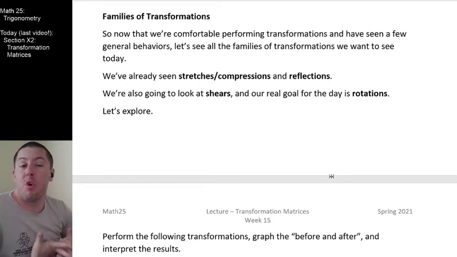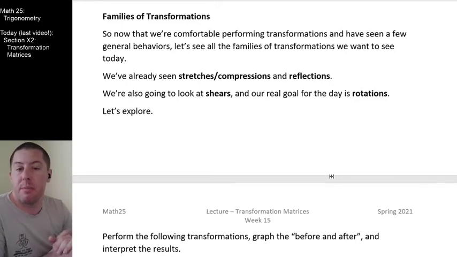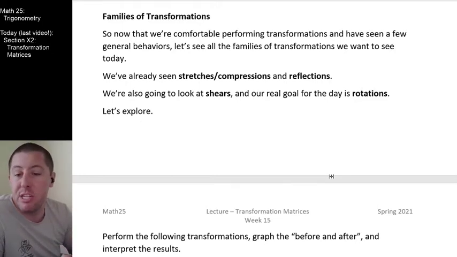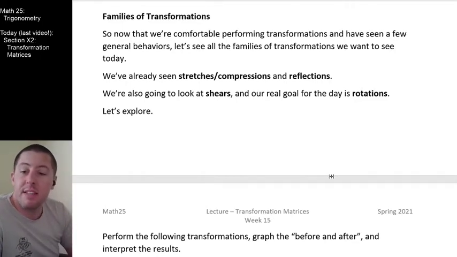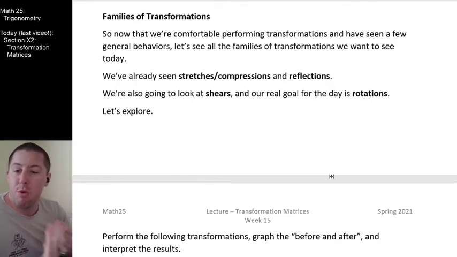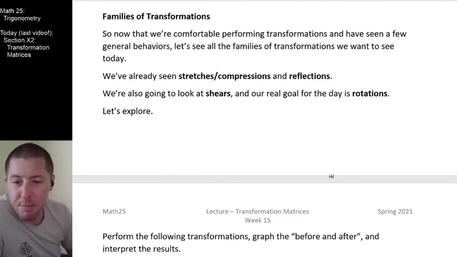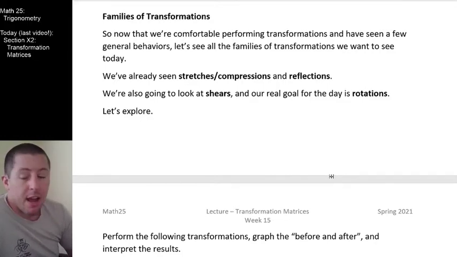So now that we're comfortable performing these transformations, we've seen a few general behaviors. Let's see all the families of transformations that we want to see today. There are some other ones out there. I hope that you can imagine for yourself that there's lots and lots of ways that we can sort of move objects in space. Some are simple, some are complicated. We're covering the easy ones here today, especially once you get into 3 dimensions. These get much, much more complicated.